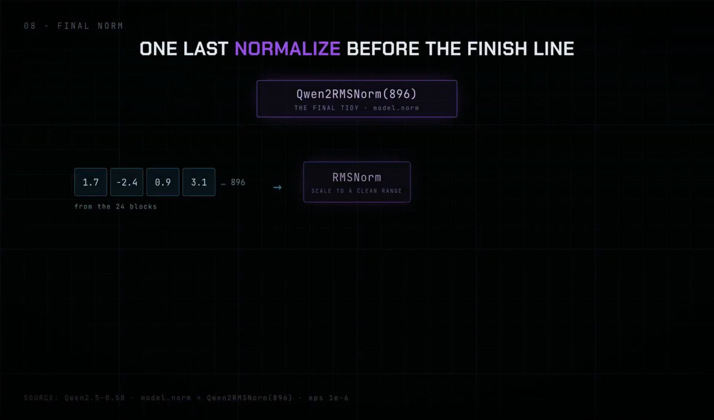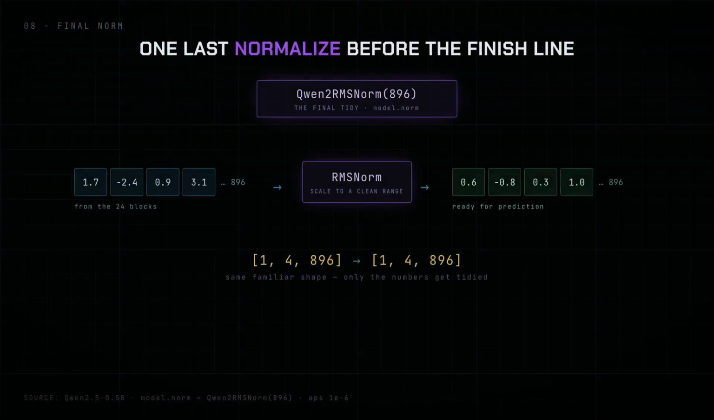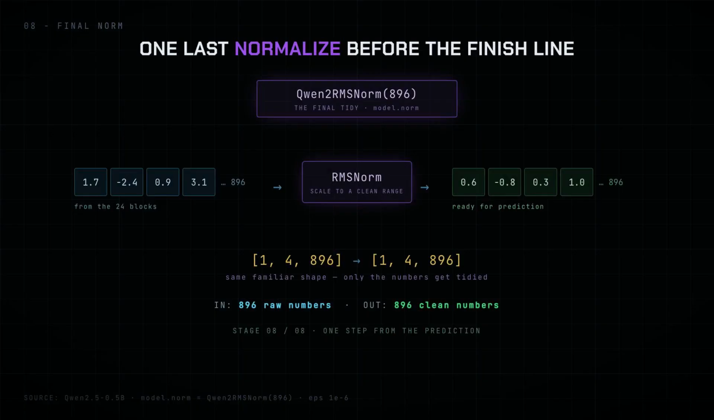Stage 8, one last normalization. After all 24 blocks, a final RMS norm tidies the numbers one more time to get them ready for the prediction step. Same familiar shape, 1 by 4 by 896.